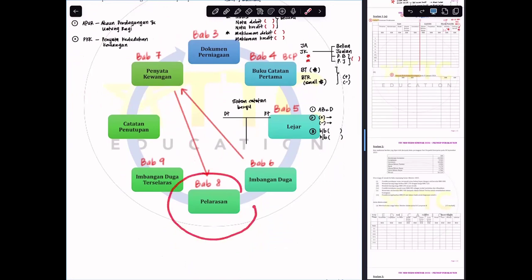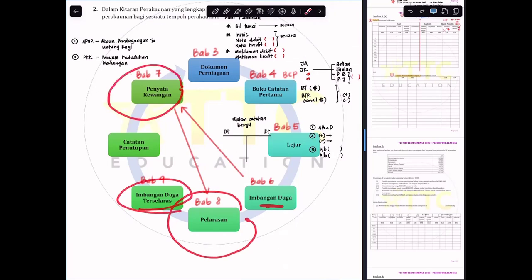So after you have adjusted the late transaction, that means your imbangan duga value is not updated, right? It's outdated. So you need to update your imbangan duga. We call it imbangan duga terselaras. That means you're not going to redo your penyata kewangan. It's just that, based on the updated list, you update your penyata kewangan.